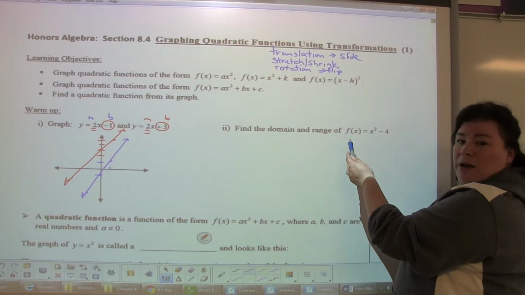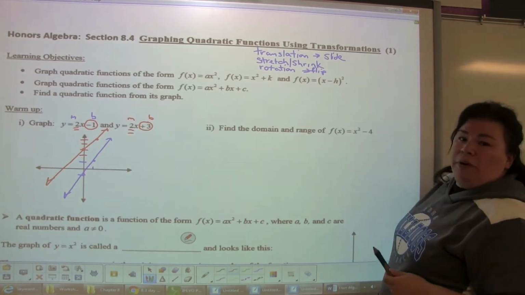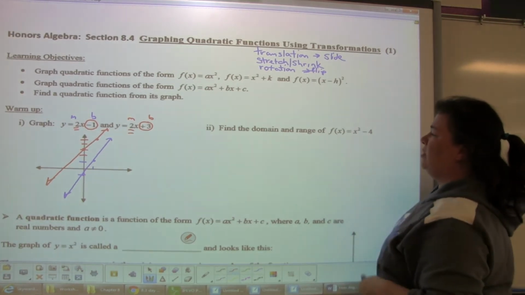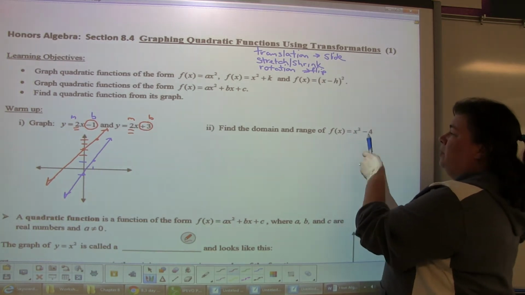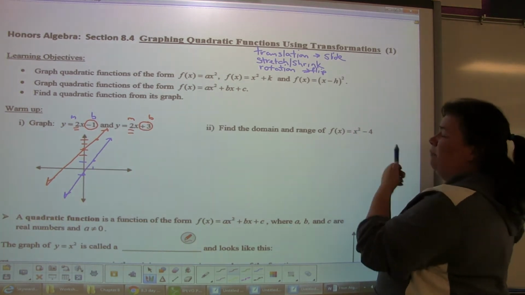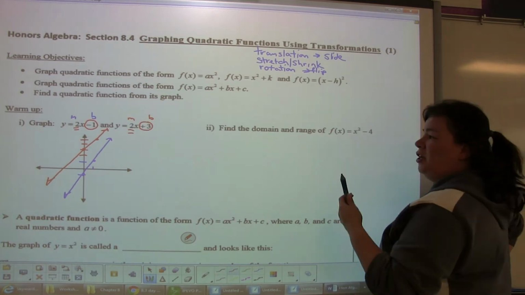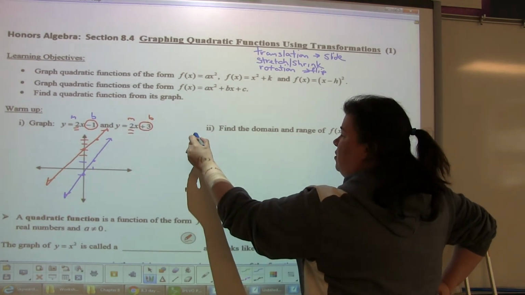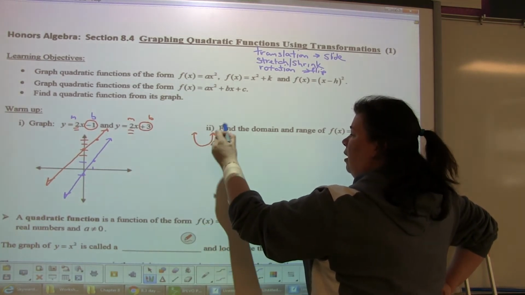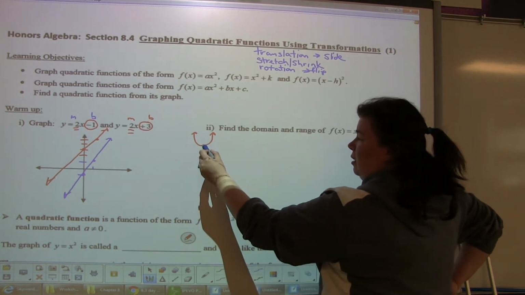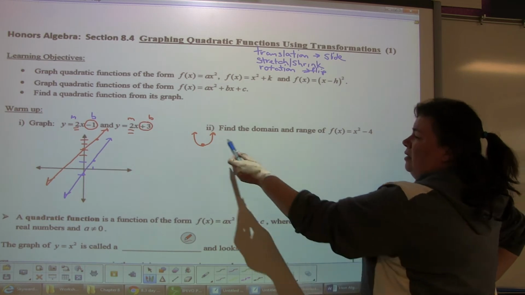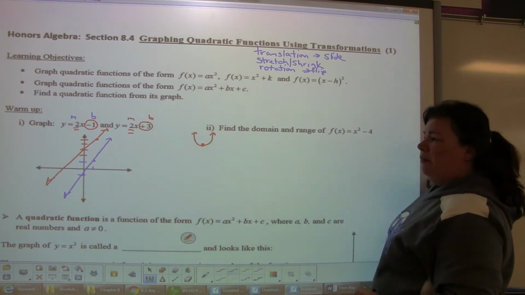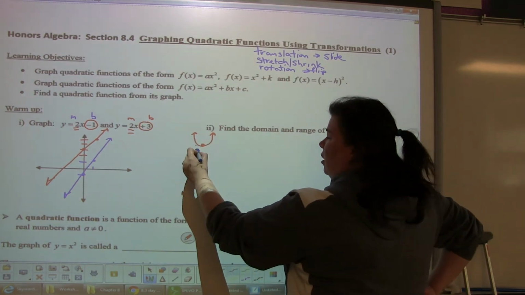Okay, let's look here at this function. So we have f of x equals x squared minus 4, and they want us to find the domain and range. So what's important to note is that this is a quadratic type of function, and the shape of this graph is going to be a parabola. And there's a certain point here that is our lowest point of this parabola, and this is called our vertex.